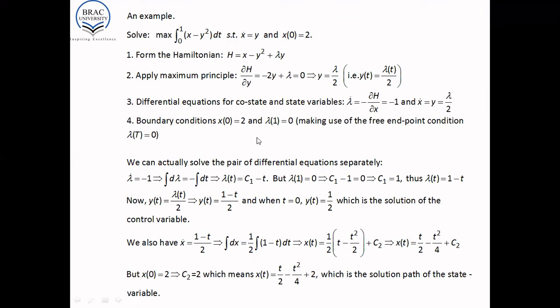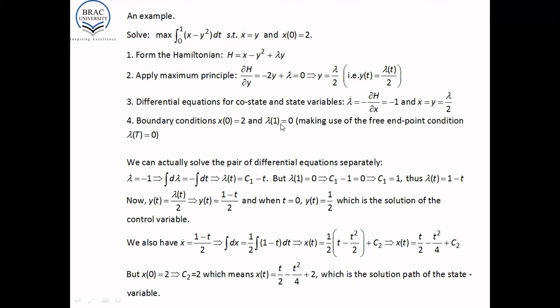Now, look at the pair of differential equations. You have lambda dot is equal to minus 1 and x dot is equal to lambda by 2. These differential equations are simple enough and we can solve them separately, one at a time. So lambda dot is equal to minus 1. This implies that if you integrate both sides, you get integral d lambda is equal to minus integral dt, which implies that lambda of t would be equal to c1 minus t.